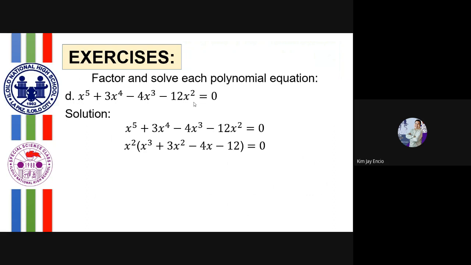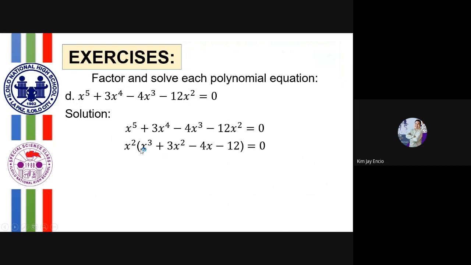Take note that if everything has a variable here, most likely you have a GCF which also contains a variable. We have here, you could see that the GCF of all the terms is x squared. So factoring out x squared, we have x squared times the quantity x cubed plus 3x squared minus 4x minus 12 equals 0.